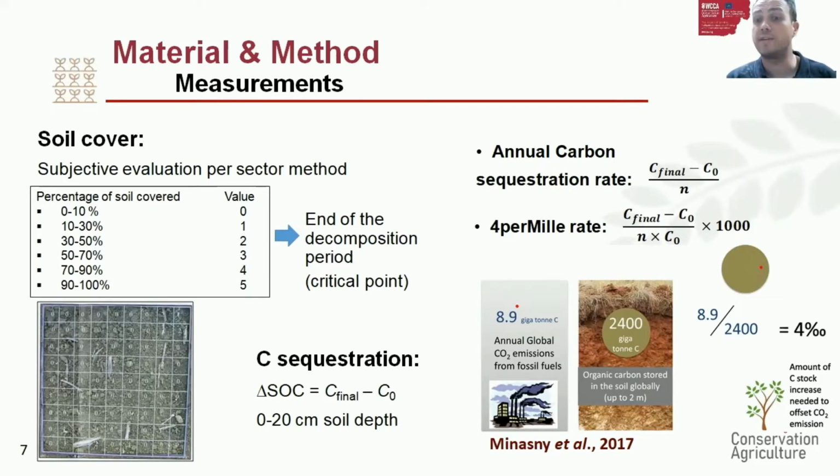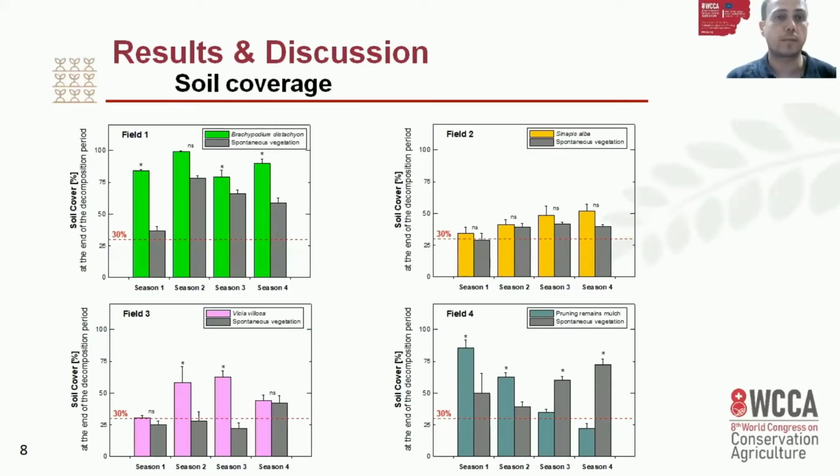The 4 per thousand initiative wants to increase the soil organic carbon by at least 4 per thousand, 0.4%, to offset the annual CO2 emission from fossil fuel. Well, the results. Soil coverage: in these 4 figures, we represent the soil cover at the end of the decomposition period of the seeded ground cover and the spontaneous vegetation.